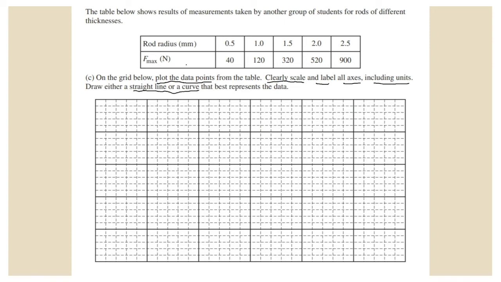So as far as predicting what they're going to put into the scoring guide here, I'd say that's a pretty good start, right? They're probably going to include things like that in the scoring guide. So we'll put the force here on the y-axis, and we'll label that. I'll write F max here, also force F max labeled in newtons. And we're going to put here on the x-axis our radius measured in millimeters.